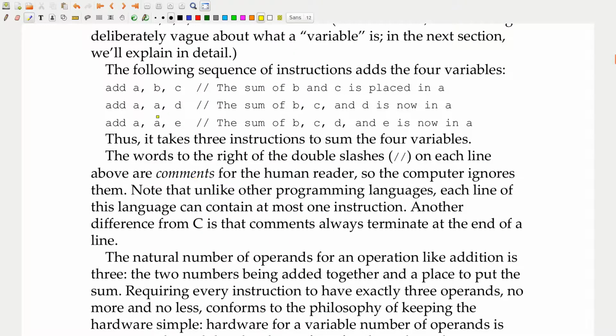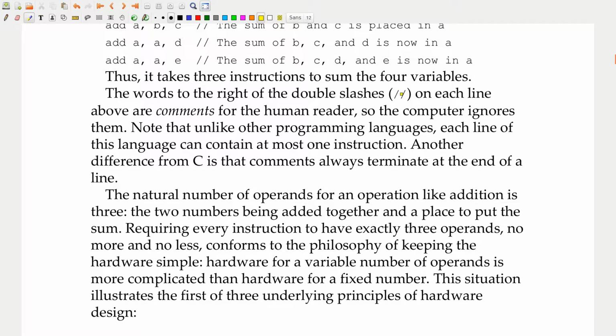That's fine. I think we can skip over this. I think we understand this. And they're just saying that that's comments, which is a common C notation.